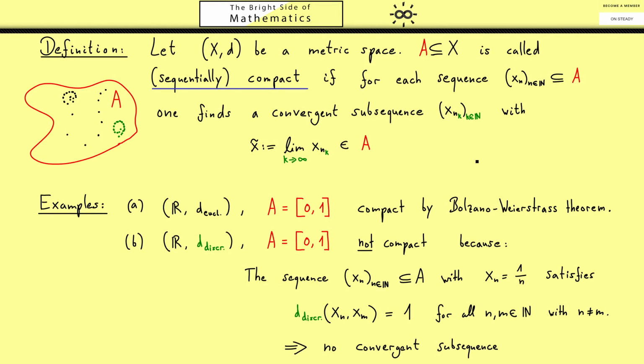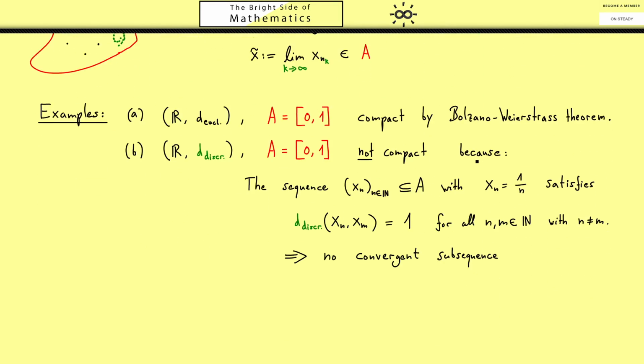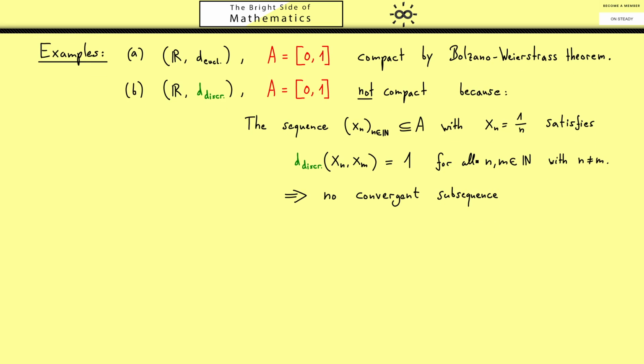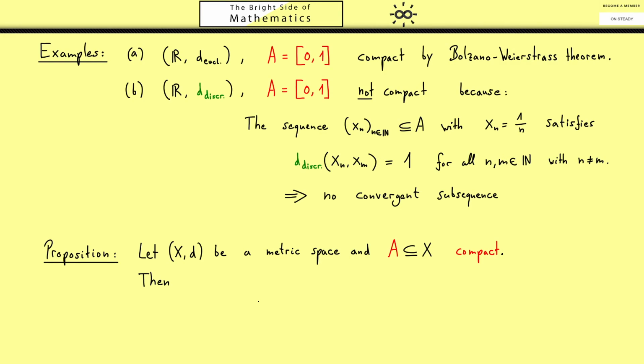Okay, so please keep that in mind. Always emphasize the corresponding metric when talking about compact sets. Now for the end of the video, I want to show you a nice proposition which generalizes the result from above. We have our metric space (X, d) and a compact set A. Then we can conclude, so it's an implication, not an equivalence, that A is closed and bounded.